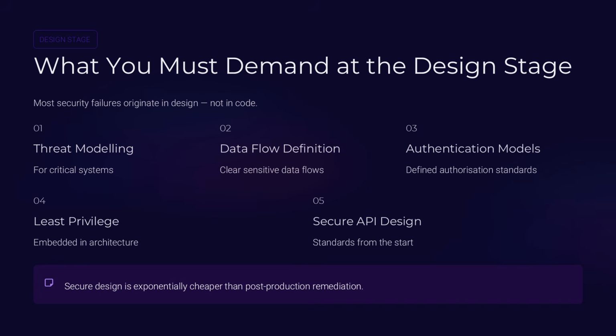Most security failures originate in design, not in code. When applications are architected without threat modeling, identity clarity, data classification, and trust boundary understanding, no amount of scanning will fix structural weaknesses. As a leader, you must demand threat modeling for critical systems, clear definition of sensitive data flows, defined authentication and authorization models, least privilege principles embedded in architecture, secure API design standards.